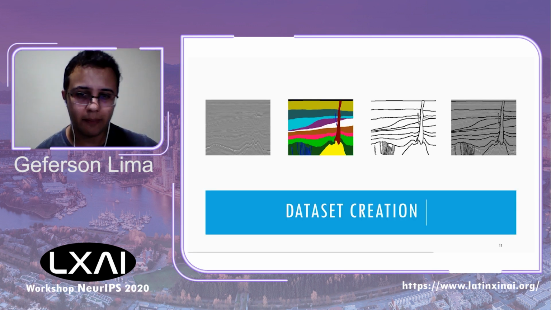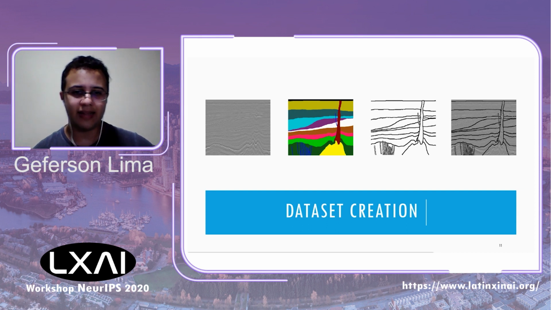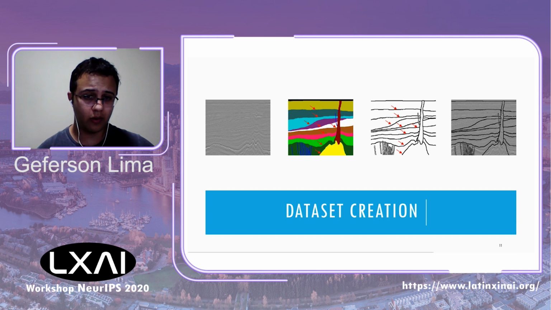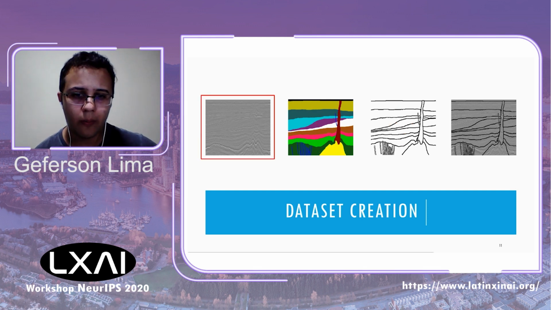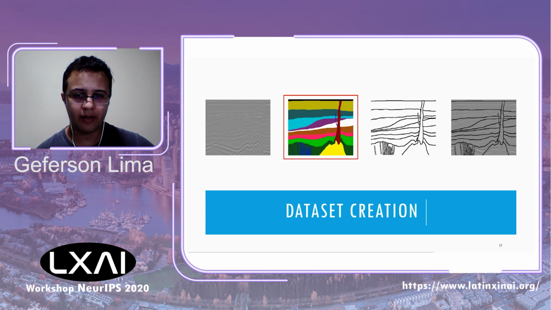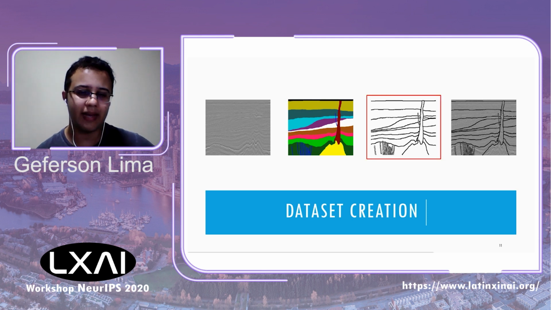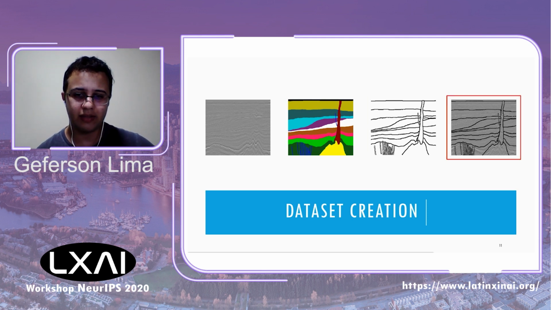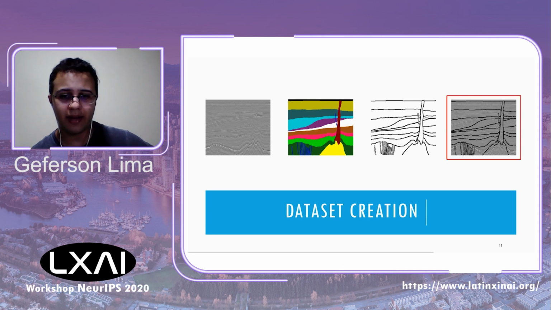To perform binary segmentation, we created a dataset in which the change in reflection patterns, called seismic facies, was represented by a black line. Here, we show an example of a seismic image. This other image shows a possible interpretation of the seismic using different colors. The third image represents the binary mode, and the last image shows a combination of binary mode and seismic image.